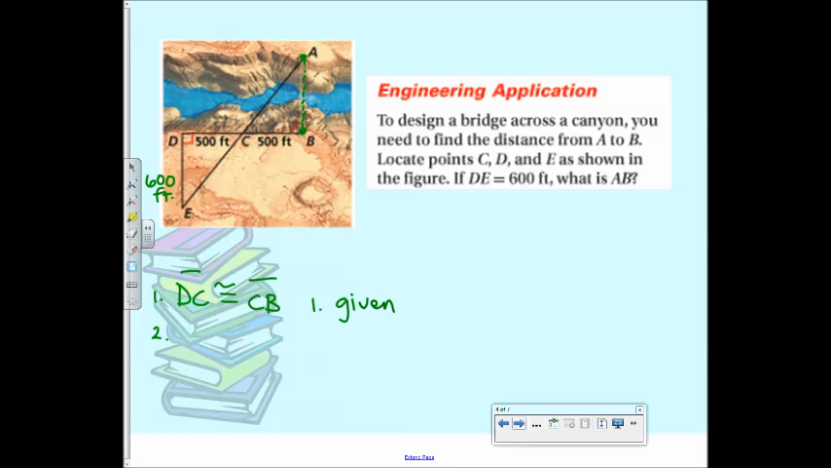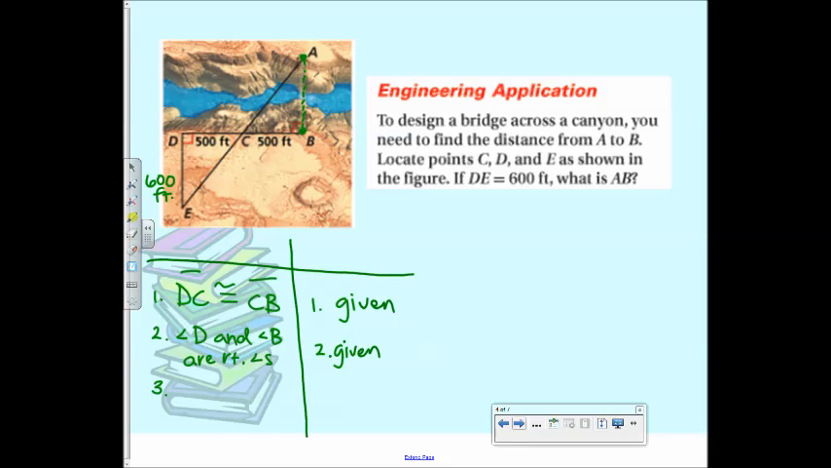Angle D and angle B are right angles. So angle D and angle B are right angles. And that's also a given because it's drawn in the picture. What else did they give us? What's our last given? DE is 600.